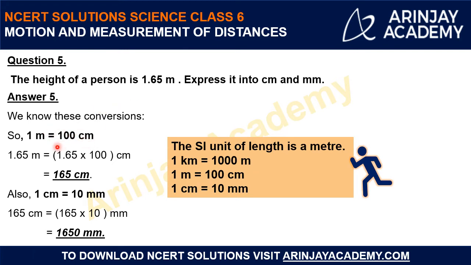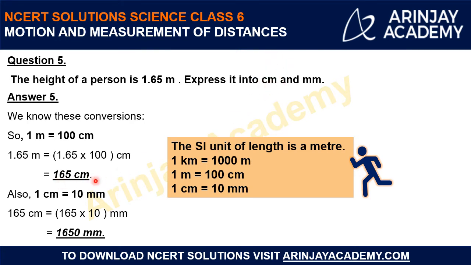So 1 meter is equal to 100 centimeter. The height of the person here is 1.65 meter. So in centimeter we need to multiply it by 100. That is 1.65 into 100. This is also called the unitary method or the method of cross multiplication. You can also observe that अगर 1 मीटर में 100 सेंटीमीटर है तो 1.65 मीटर में कितने सेंटीमीटर होंगे? It will be equal to 1.65 times 100. Alright, so this will be equal to 165 centimeter.